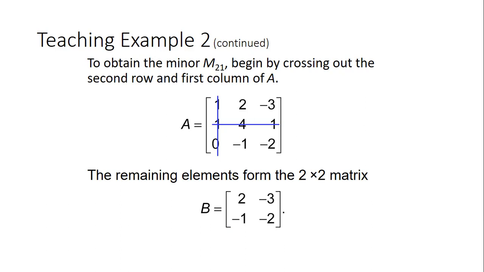So we have 2 times -2, which is -4. We have -1 times -3, which is 3. So we have -4 minus 3, and that gives us -7. So the determinant of the little one is -7. It's the determinant for the minor. It's the determinant for the minor that you created.